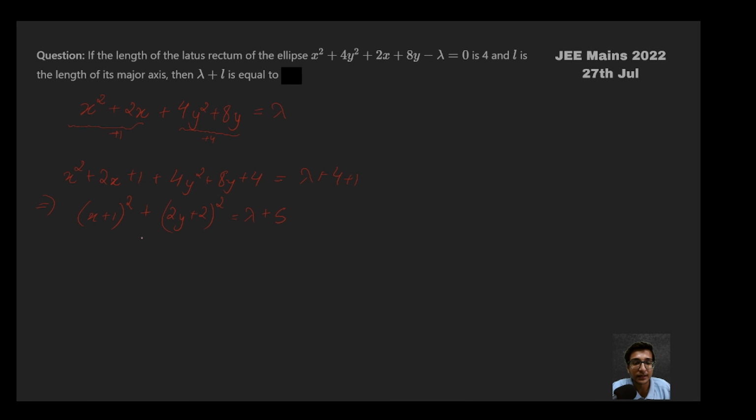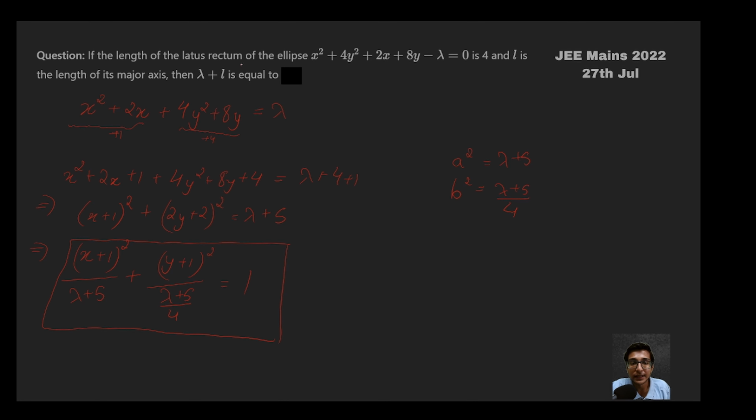Now if I take this lambda plus 5 below and take this 2 outside from this equation, what would I get? X plus 1 whole square by lambda plus 5, plus y plus 1 whole square upon lambda plus 5 by 4, is equal to 1. So we've got the equation of our ellipse in standard form. This means that our a square is equal to lambda plus 5 and our b square is lambda plus 5 by 4. Now what information has been provided to us?